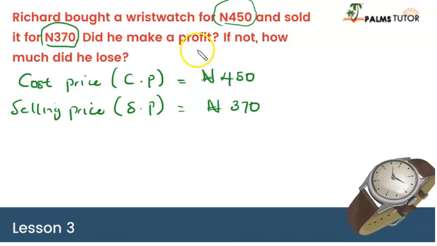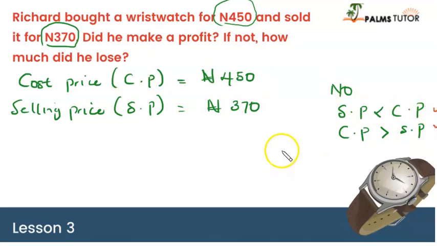Did he make a profit? No. Why no? Because his selling price is less than his cost price, or you say because his cost price is greater than the selling price. You can see this is how to interpret information. I don't have to write all of that in words. Now, if not, how much did he lose? How do we know how much he lost?